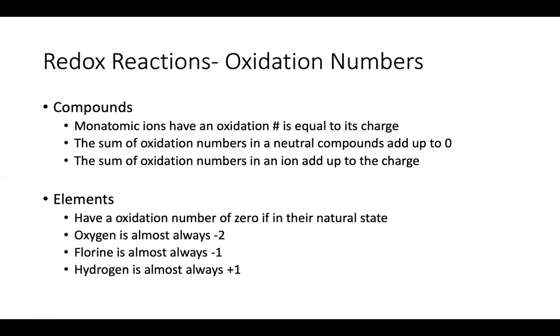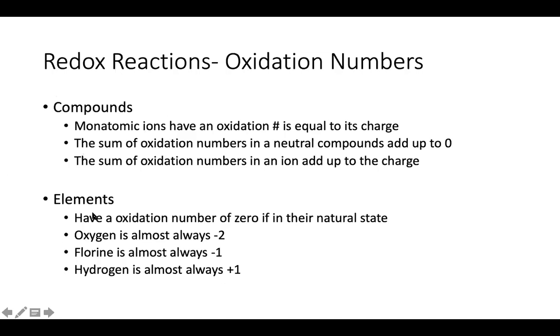A very similar rule is the next one, that if you have a charged compound, the sum of your oxidation numbers has to add up to that charge, right? So nitrate ion, NO3 minus, when you add up those oxidation numbers, it has to equal the charge, which is -1. So those are general notes about oxidation numbers in reference to entire compounds or species.